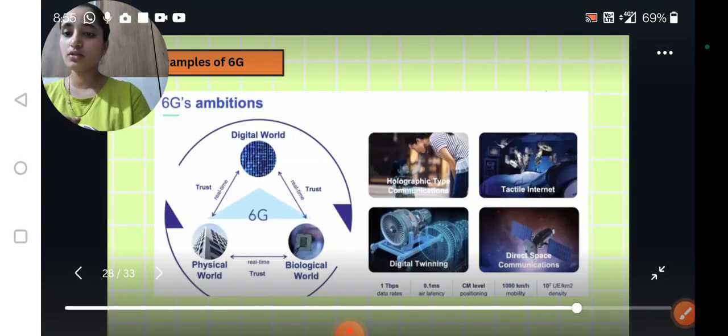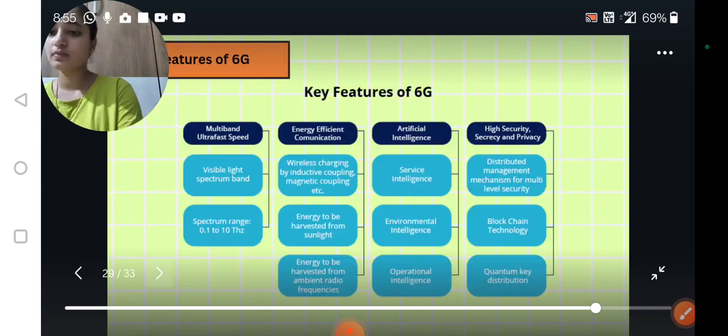These are some of the examples of the 6G. Next we move on to the key features of the 6G. Multiband ultra fast speed, energy efficient communication, artificial intelligence, high security, secrecy and privacy.